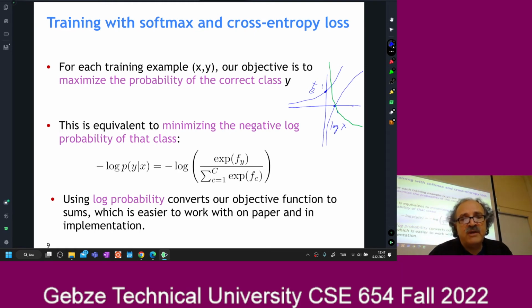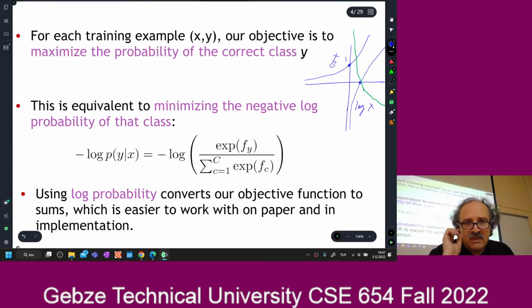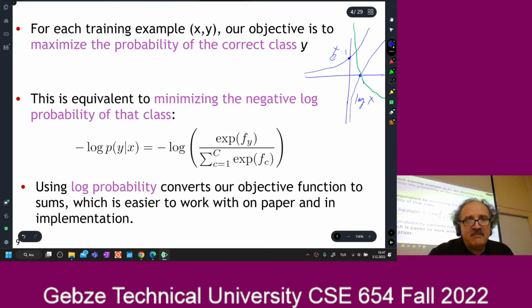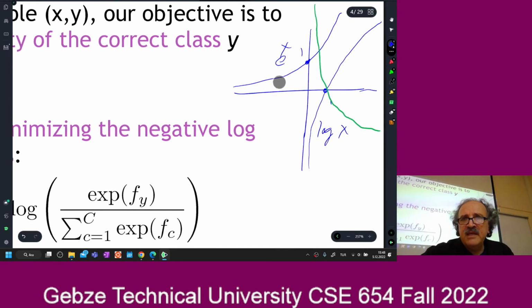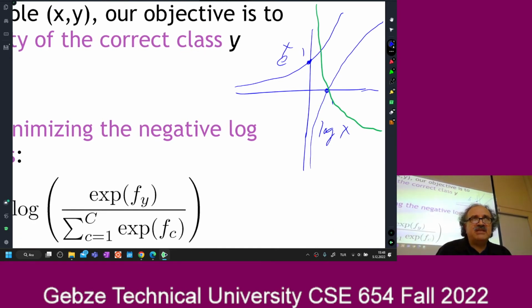For that, I am going to calculate this one. What is this? Remember the softmax thing? I take the minus log of it. This is equivalent to minimizing the negative log probability of that class. This is going to be between 0 and 1. By the way, this is the logarithm of it. Logarithm is just the inverse of e to the power x. It's the logarithm of x.